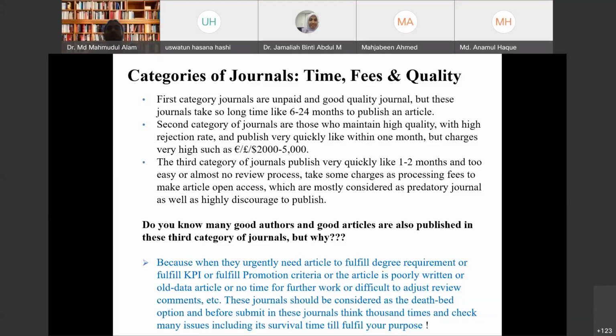And then the third category of journal. Suppose you have 400K in your project, it doesn't matter. You give 5,000. And within this 400K, they allocate 50,000 for this publication. So it's very easy, you just pay it.